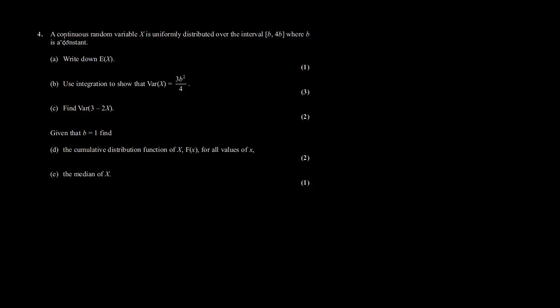Question number 4 is a continuous random variable and its interval. That means it is a uniform continuous distribution. First of all, expected value. Now you should know the formula.